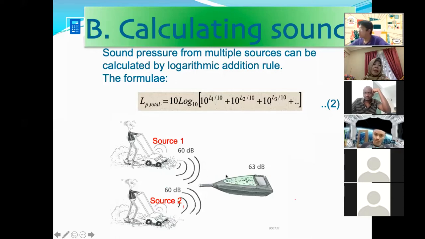Remember, if you want to combine two, three, four, five, and so on, noise sources, you cannot use arithmetic. You must use log. For example, if you do measurement of traffic noise near the road, one hour, for 24 hours, you cannot just add up all the readings. Instead, you must use this formula. For the first hour 60, second hour 60, and so on. If you want the average, you divide by 24. But if you want to sum up, you use this formula.